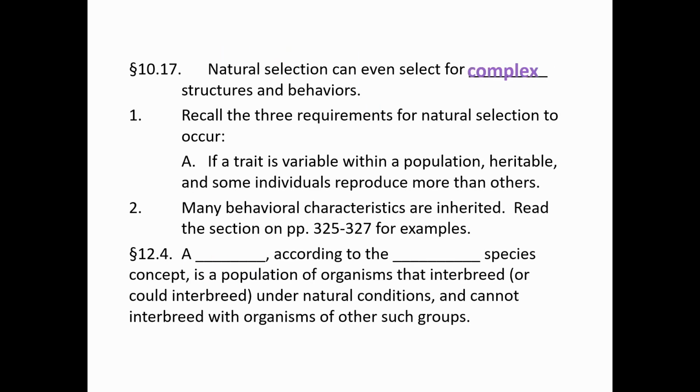Now, natural selection, we've talked about it in a simplified way, but it can select for complex structures and behaviors. Because remember, the only things that we need for natural selection to happen is the trait has to be variable. So individuals have to be a little bit different from each other for that trait. There has to be variation. It has to be an inherited variation. And it has to lead to some individuals reproducing more often than others.